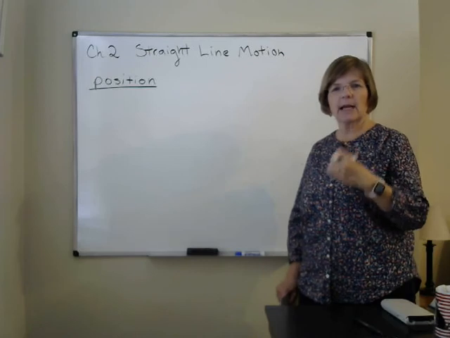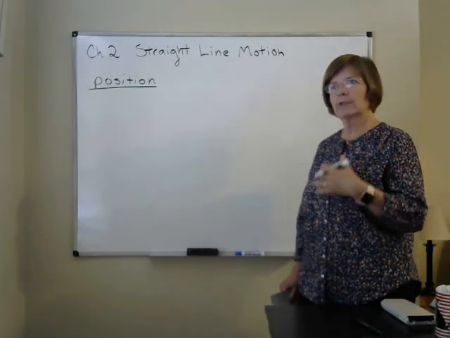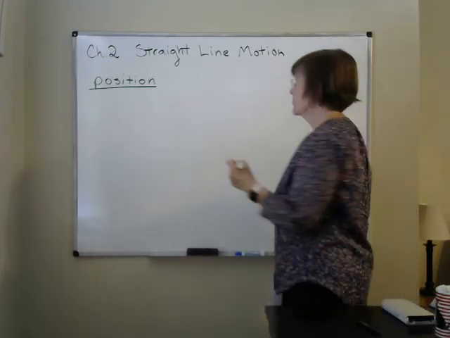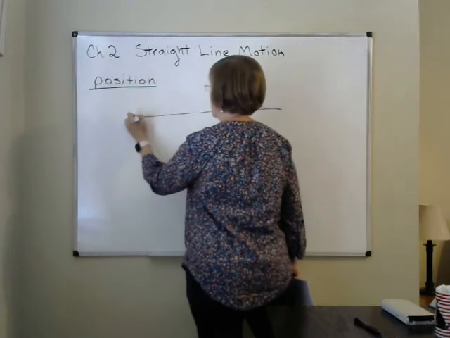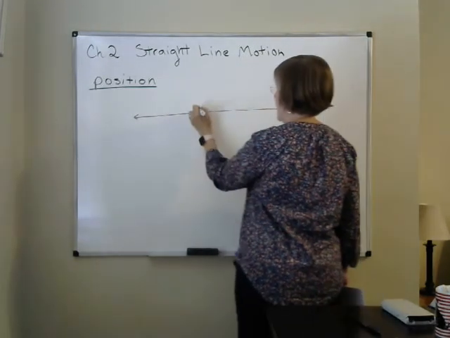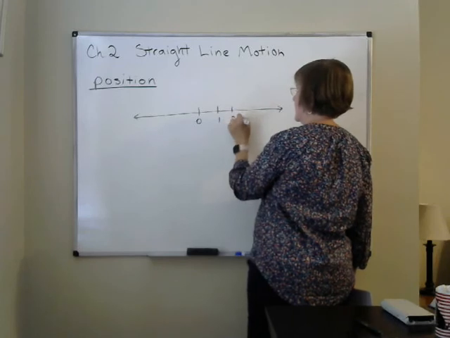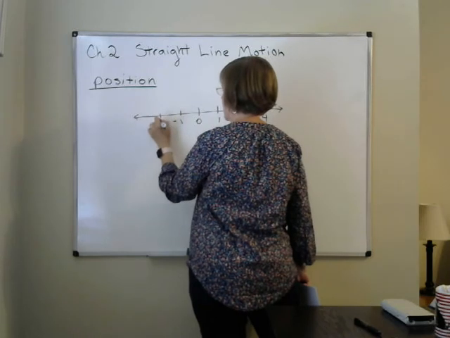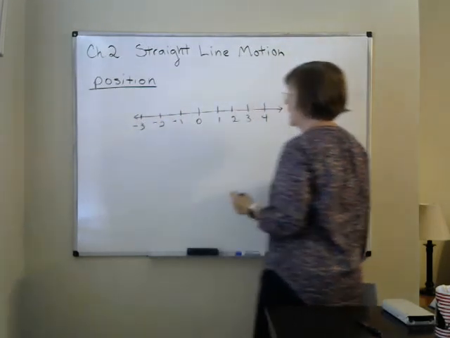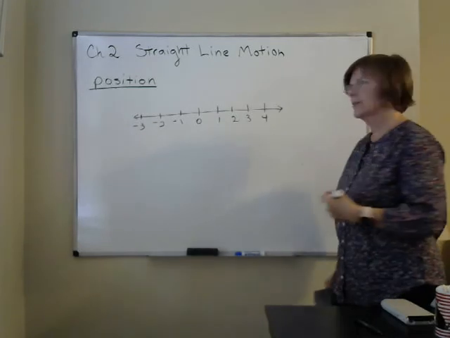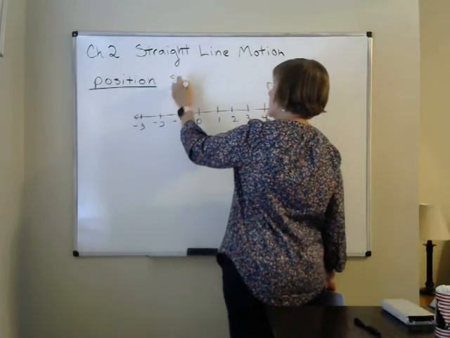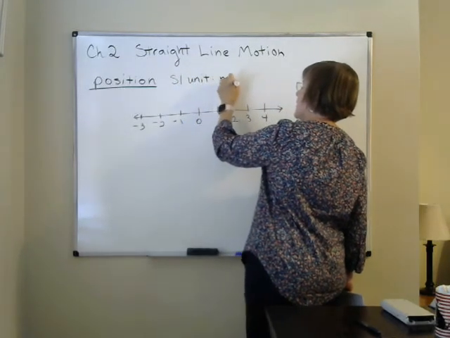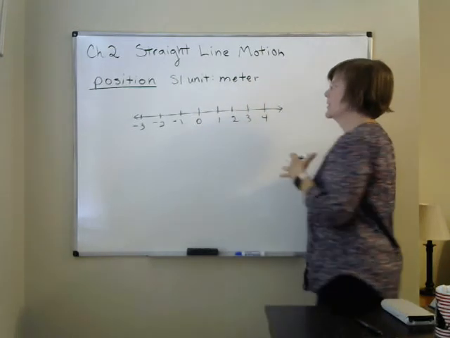Vector means it's going to have size or magnitude and direction. Usually if we're going to describe a position vector, you can think in terms of a number line. Let's look at just a number line. These will have units. Our SI unit for position is a meter. So perhaps we've got this marked in meters.